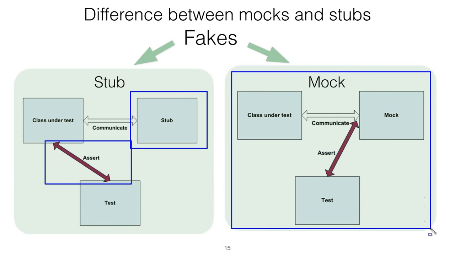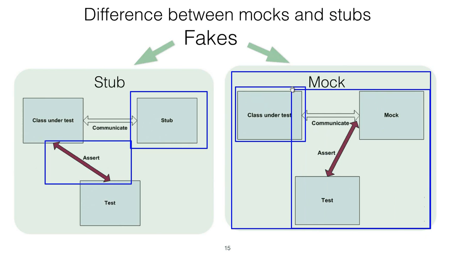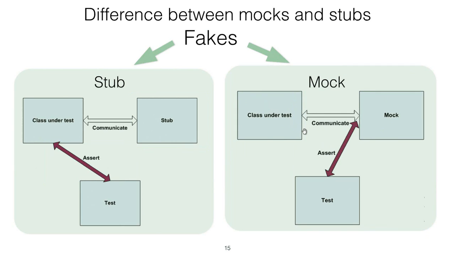Another type of fakes are mocks. Mocks are provided to check if our class under test performs the communication that we are expecting to see from it, and we perform the assert over the mock, not over the class under test. It is really important, and I hope you will understand it fully.